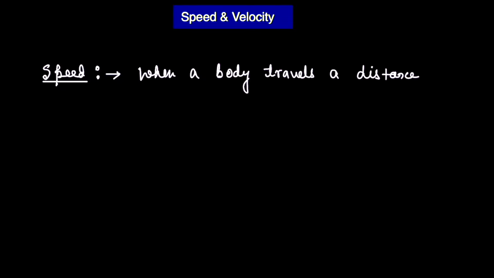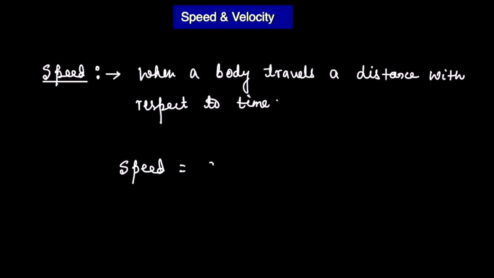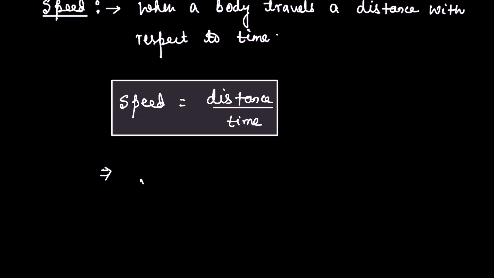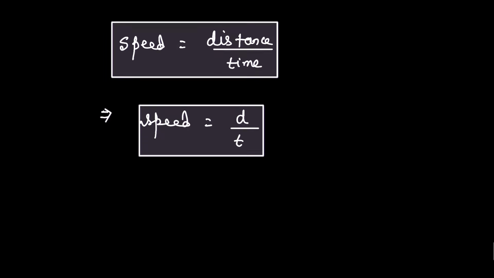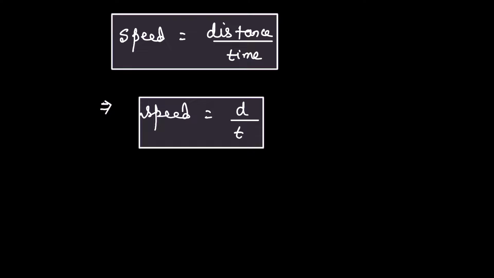Now we will study the next module, which is speed and velocity. Speed is defined as when a body travels a distance with respect to time. So in formula we can write it, speed is equal to distance upon time. So here, if we have to derive the SI unit of speed, what can we write?